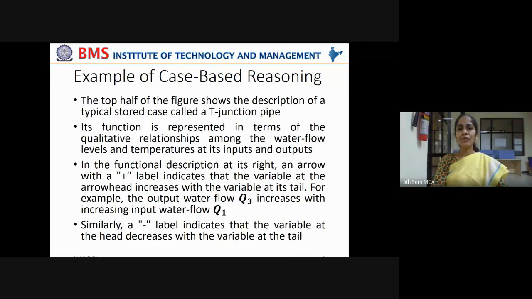Now, the top half of the figure shown here describes a typical stored case called a T-function pipe. What I explained with the figure, the same thing I have given in the slides. Its function is represented in terms of qualitative relationships among the water flow levels and temperatures at its inputs and outputs, Q1, Q2, T1, T2, like that. In the functional description at its right, an arrow with a plus label indicates that the variable at the arrowhead increases with the variable at its tail.